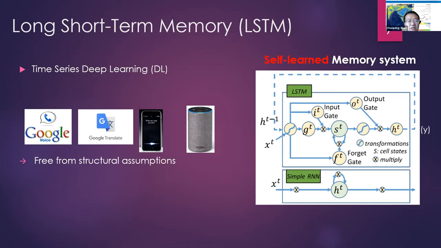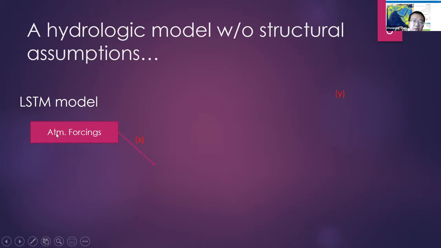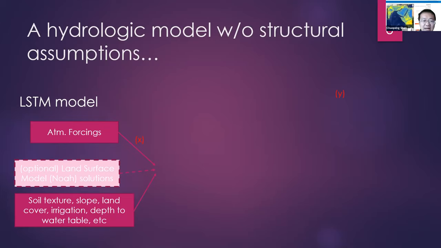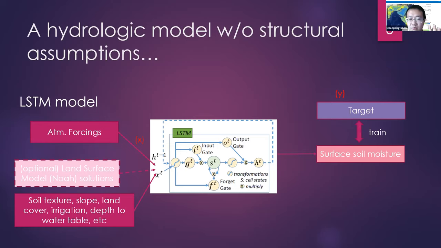And the setup that we have is you have atmospheric forcings like climate, rainfall, temperature, radiation, so you feed that in, and optionally some outputs from land surface models and some static attributes like soil texture, slope, land cover. You feed that into your LSTM, and you have the LSTM output something. That something doesn't have a meaning until you match it with the target. In this first case it is the surface soil moisture, okay? So you train the system to learn how to recreate the observed surface soil moisture. And this is essentially a hydrologic model, if you look at it. It's a hydrologic model, but it's completely data-driven and it doesn't have any strong structural assumptions baked in.